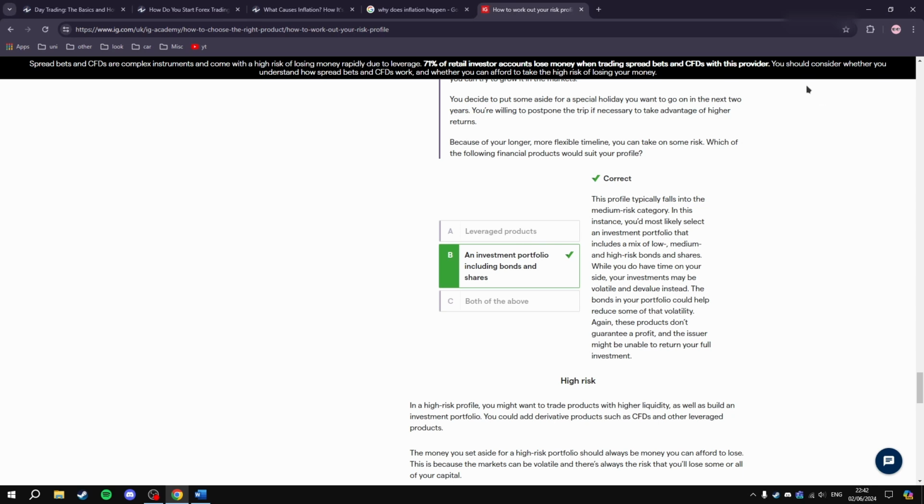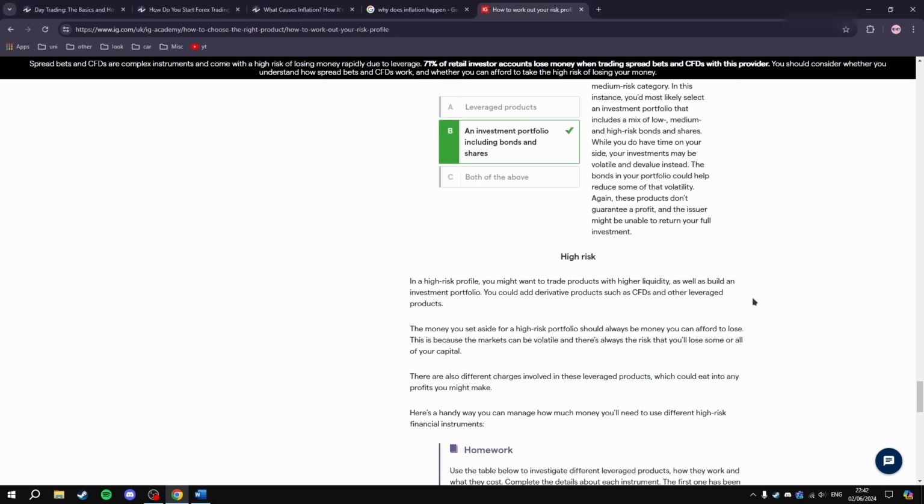In this instance, you'll most likely select an investment portfolio that includes a mix of low, medium, and high risk bonds and shares. While you do have time on your side, your investments may be volatile and devalue instead. The bonds in your portfolio could help reduce some of that volatility. Again, these products don't guarantee a profit, and the issuer may be unable to return your full investment.